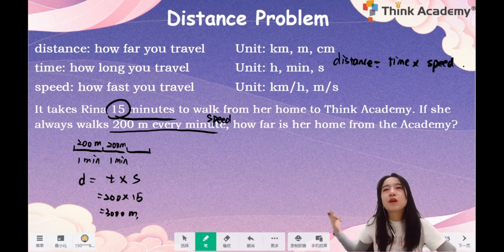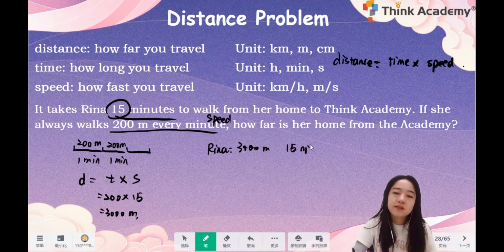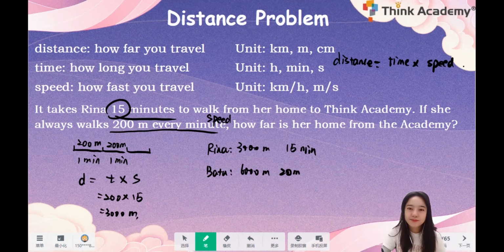Sometimes when we want to compare how fast we travel, for example, when Rina travels 3,000 meters in 15 minutes, and Batu traveled 6,000 meters in 20 minutes, can you decide who is faster?